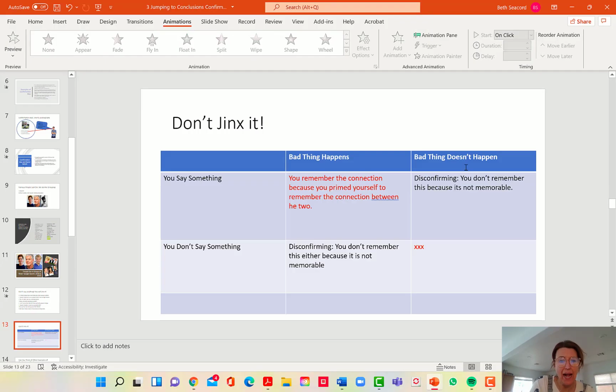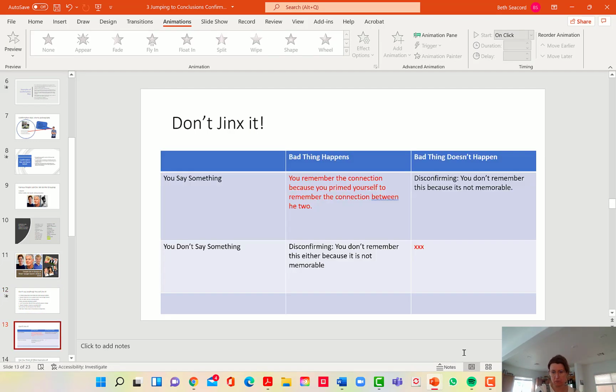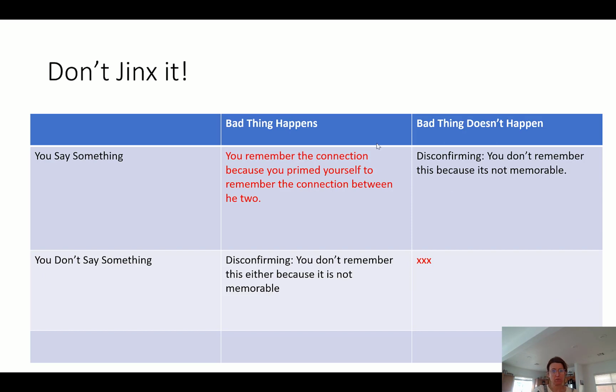I'll break down how believing in jinxing is a type of confirmation bias. Okay. So this is confirmation bias. You say something like, I've never broken a bone in my life, and then bad things happen, and you break a bone within that semester or a week or two, and you remember that connection because you primed yourself to remember the connection between the two: you saying something and the bad thing happening. So it's like a false cause or a post hoc fallacy. Oh my gosh, I jinxed it.